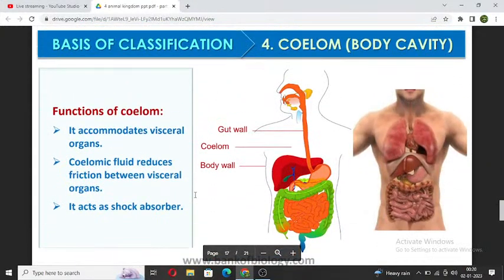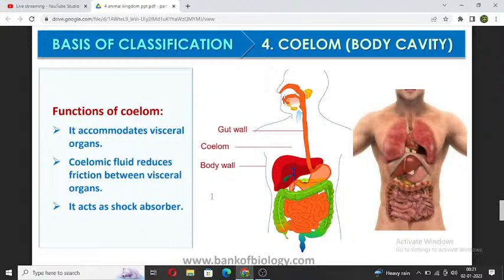What is the function of the coelom, ma'am? It accommodates all the important visceral organs in our body and keeps the organs in their position. The coelomic fluid reduces the friction between these visceral organs, like your digestive system, your brain, and all other things. And the coelom also acts as a shock absorber. Exactly. Coming on to schizocoelom.